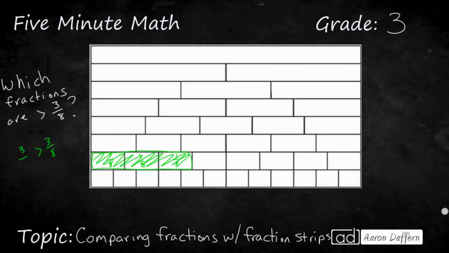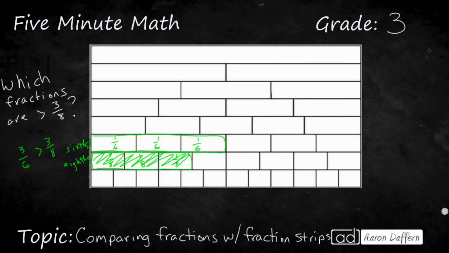So take a look at the row right above. I've got my eighths right here. Take a look at my row right above. These are sixths. So if I look at my sixths, take a look, and you can see that the 3/6 is going to be greater than the 3/8. Now, why is it? Because the 6 is smaller than 8.